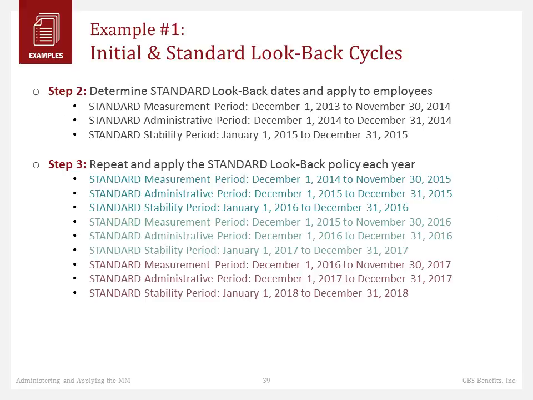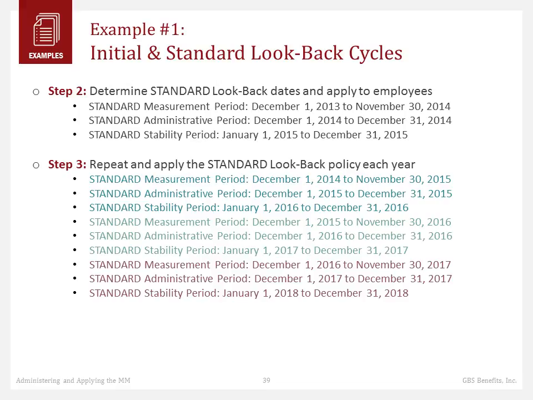So the question is, when do I track these employees? Well, because they're ongoing, we look at the ongoing look back, in other words, the standard look back. And the first standard look back measurement for these 2 employees should have been December 1st, 2013 through November 30th, 2014. And then again, December 1st, 2014 through November 30th, 2015, and then again December 1st, 2015 through November 30th, 2016. You get my point, right?